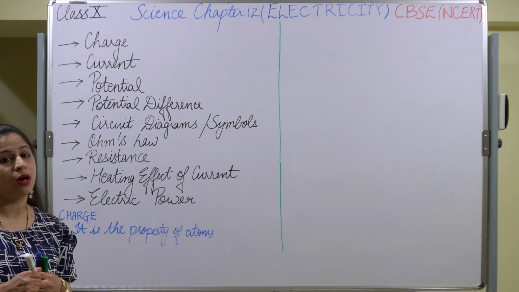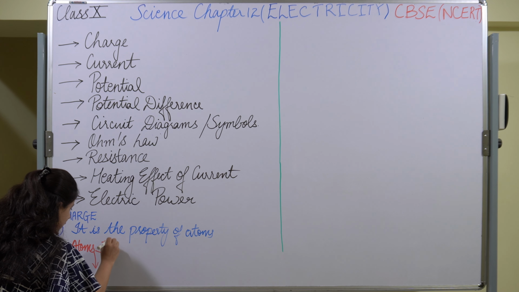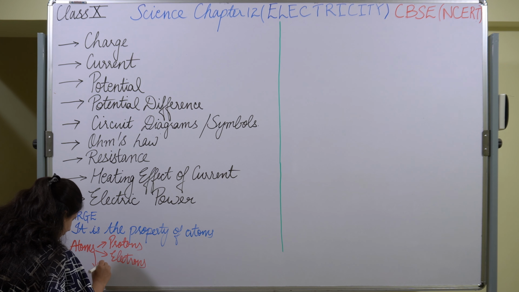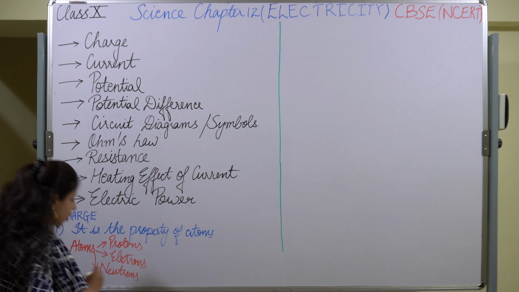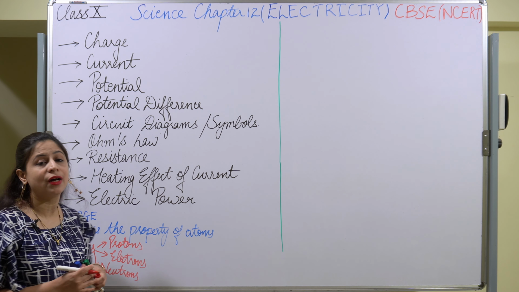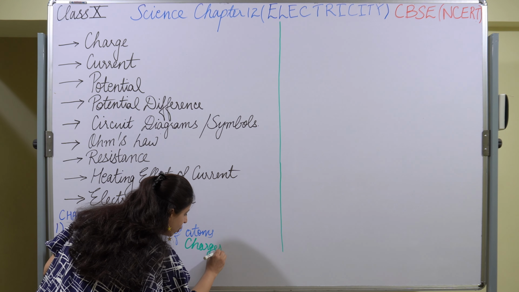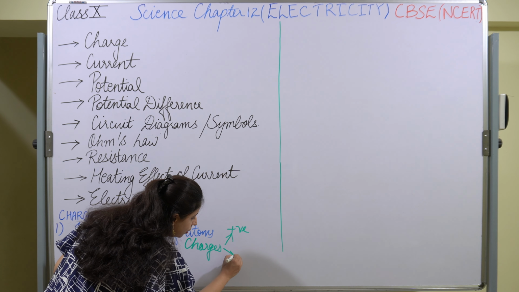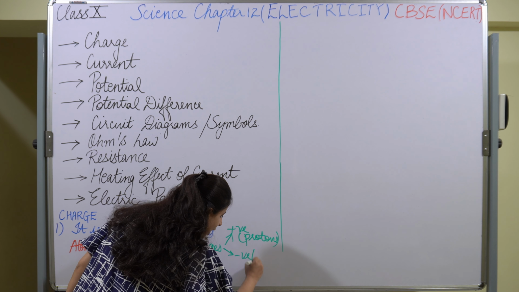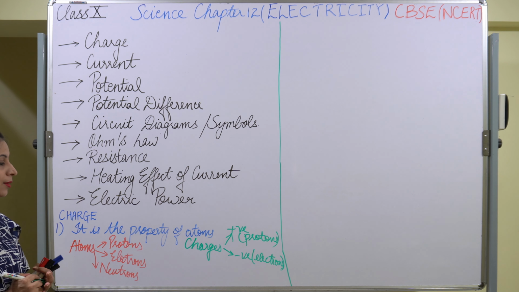Now we already know that atoms contain three types of particles: protons, electrons and neutrons. Protons are the positive charges, neutrons have no charge, they are neutral, and electrons are the negative charges. Accordingly, charges are divided into two types, the positive charges and the negative charges. The positive charges are the protons and the negative charges are the electrons.